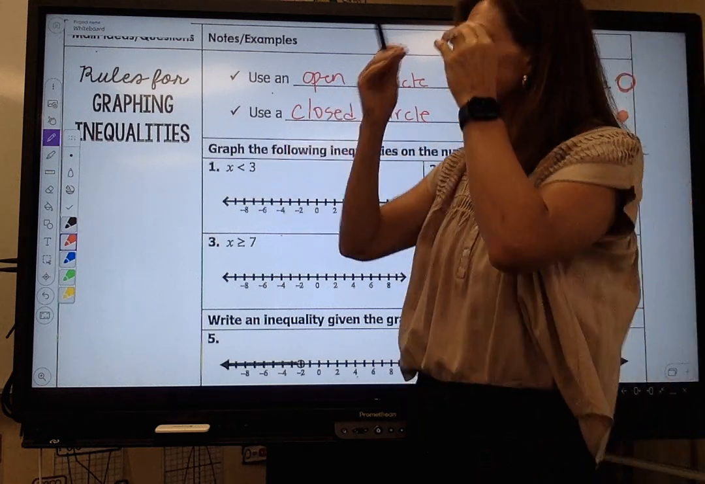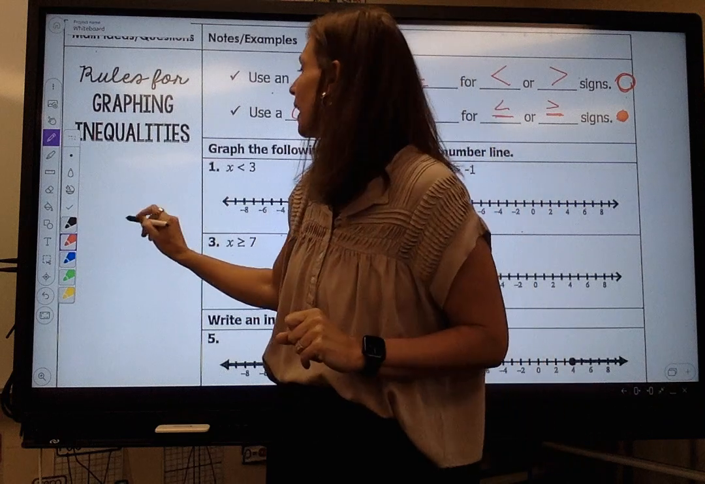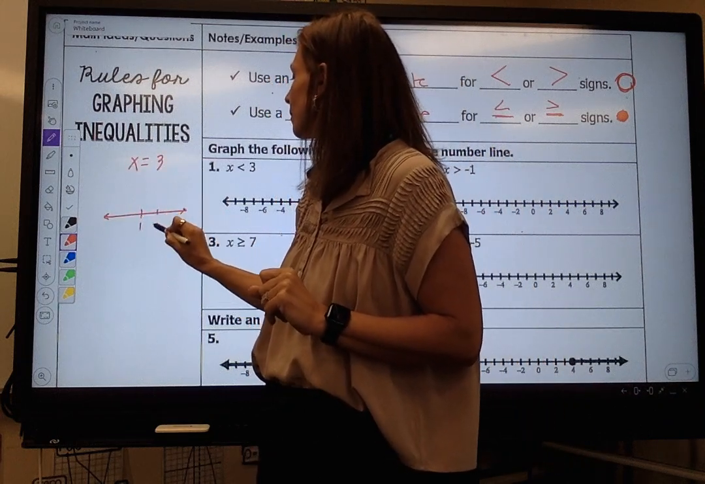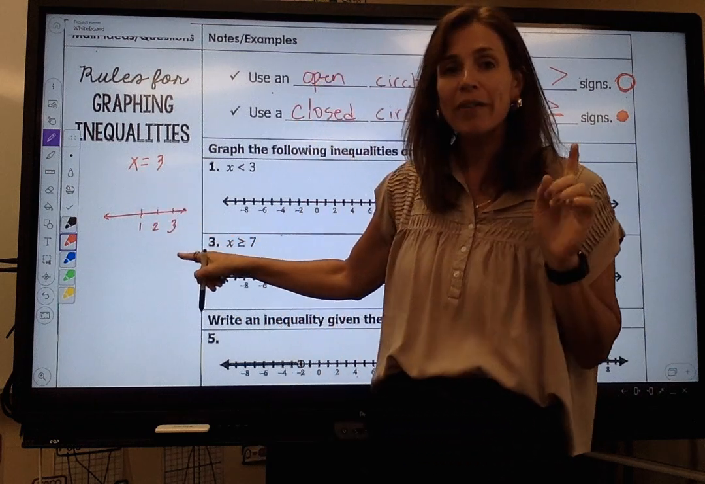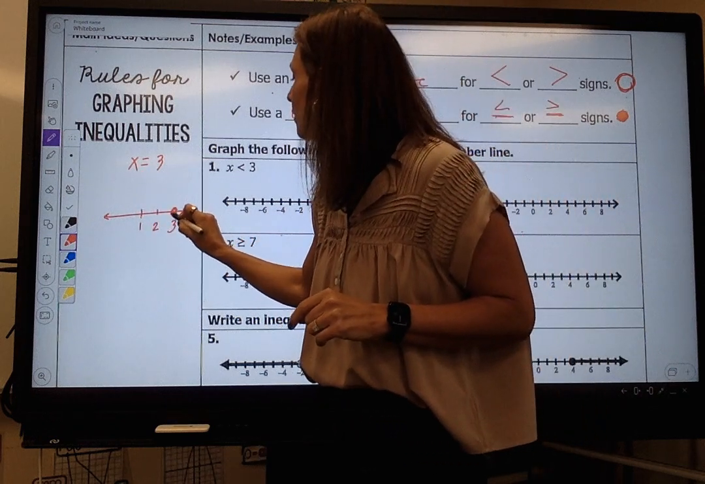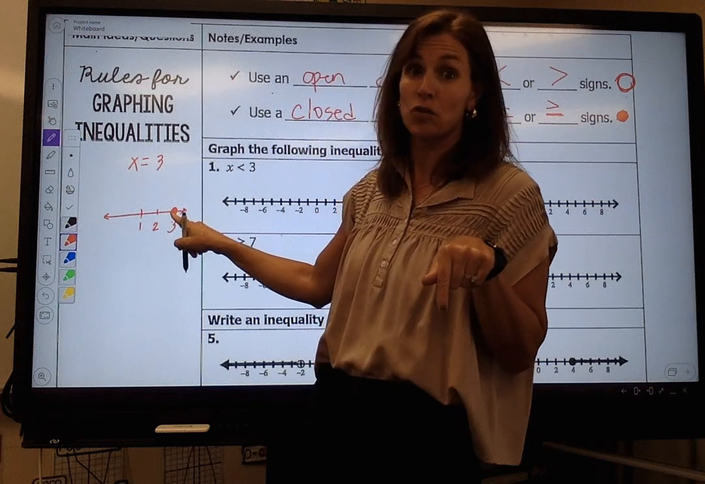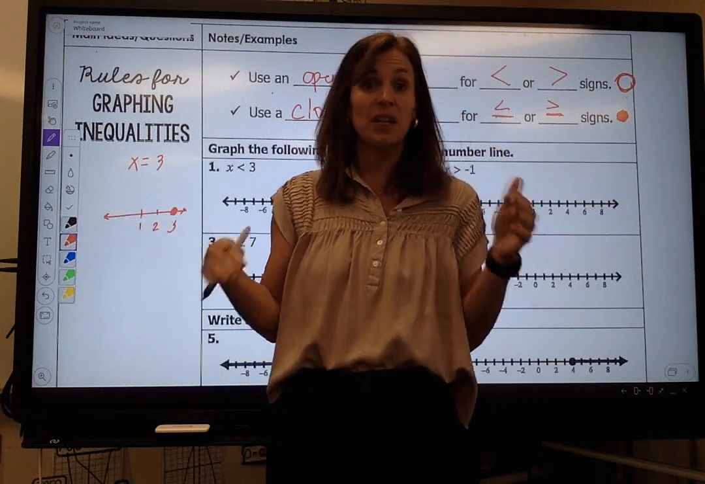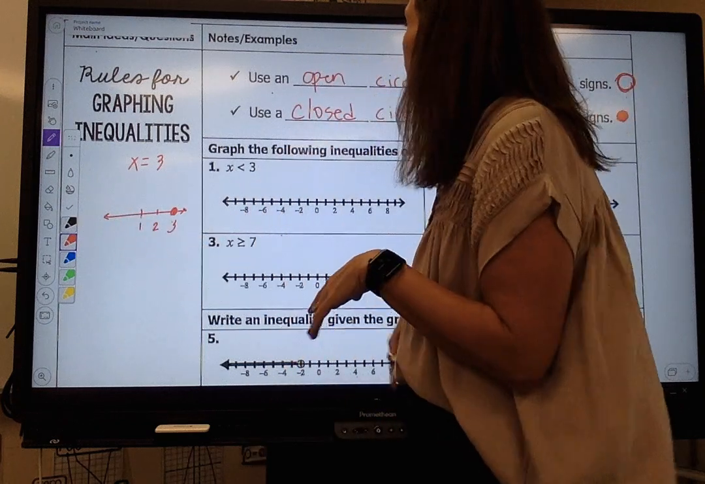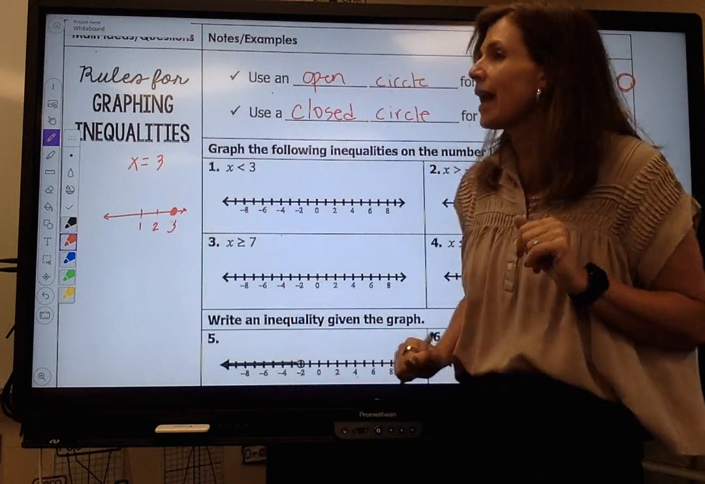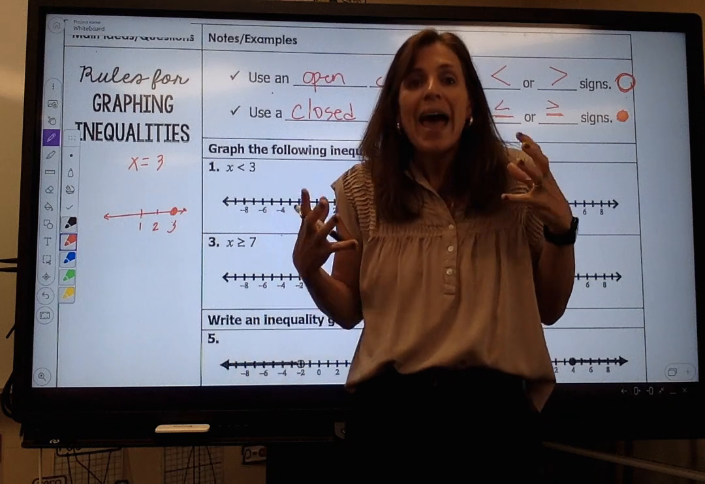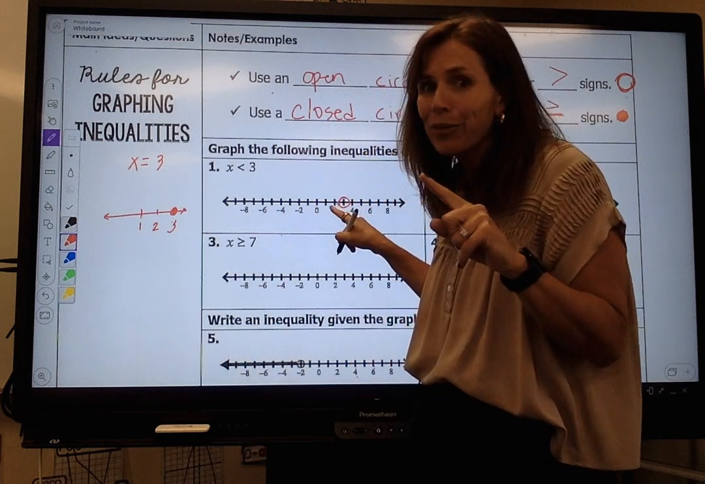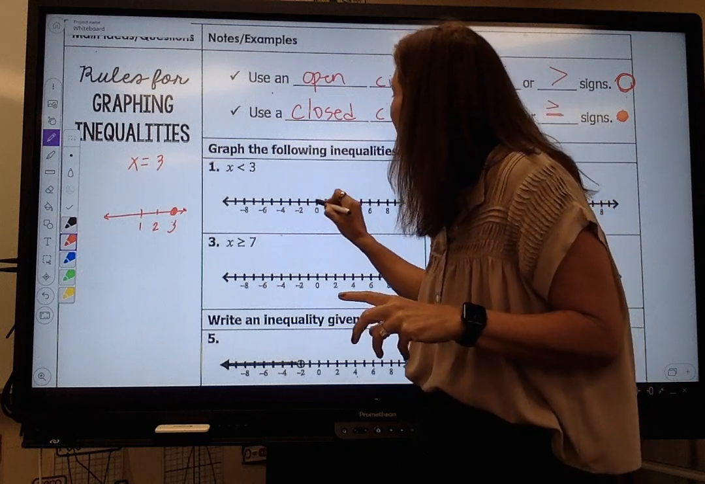So here's what this looks like. Let's say I had a number line, and I had x equals 3. If I wanted to graph x equals 3, I would put a closed circle, because that means it's 3. There's only one dot there, and it's just on 3. X is 3, period, end of story. But look here, if you have x is less than 3, you have to have an open circle on 3 because that means it's not 3. It's just everything less than 3.